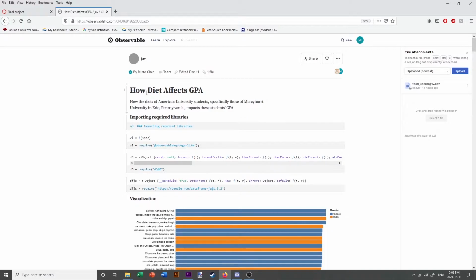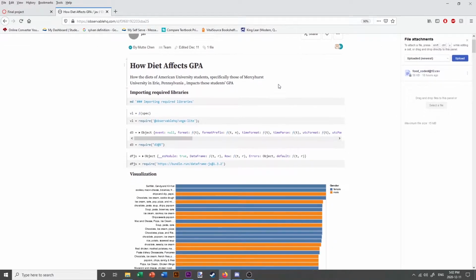Our topic is on how diet affects GPA, and we are utilizing this dataset, which is a .csv file, which is attached to this notebook. In that dataset, it gives us the info on the diets of American university students, specifically those from Mercyhurst University in Erie, Pennsylvania. It also gives us their GPAs.